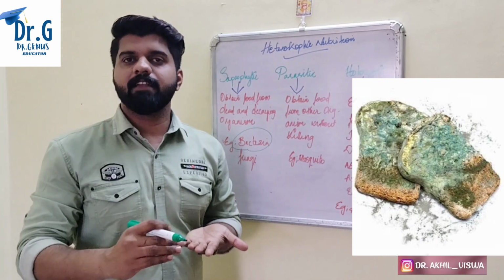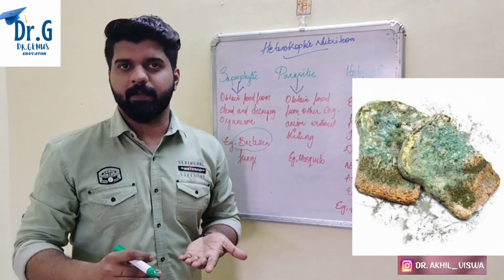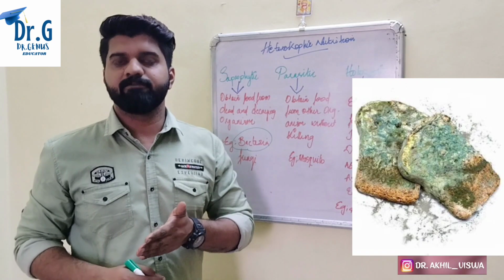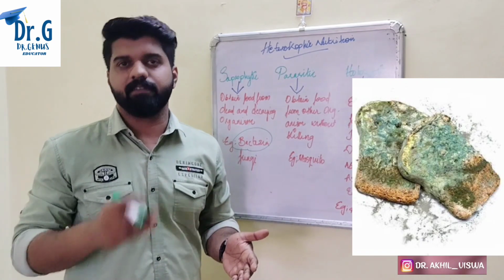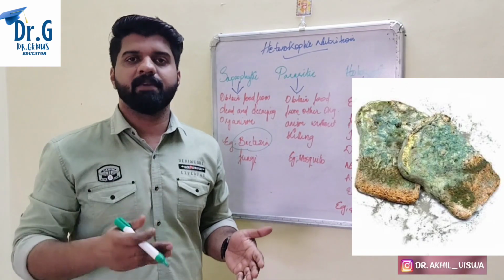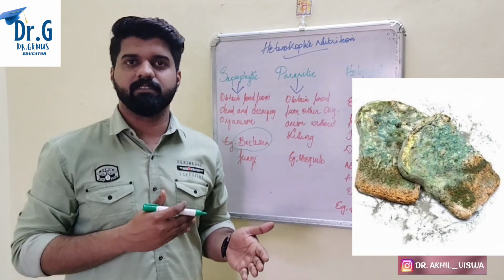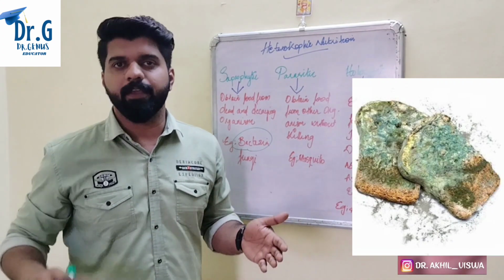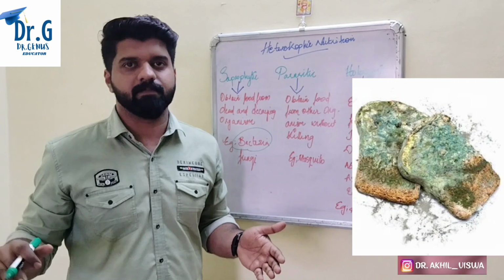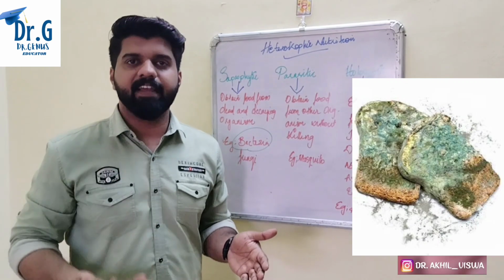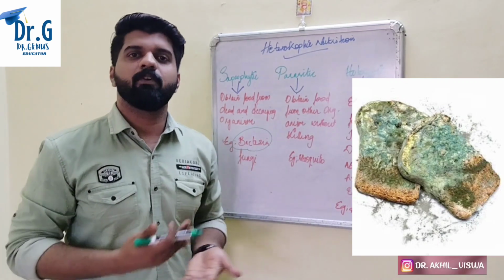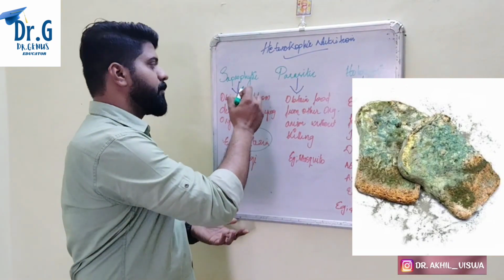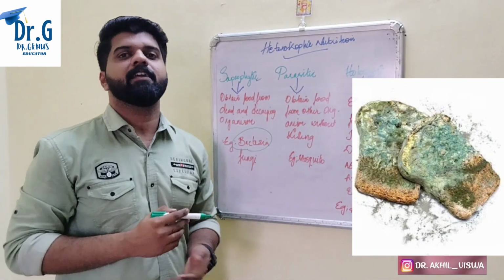Every organism has a particular lifespan. After that lifespan, what happens? The organism dies. After the death, the bacteria or fungus will eat the entire body of the organism. So they obtain food from dead and decaying organisms. Such type of nutrition is called saprophytic nutrition.